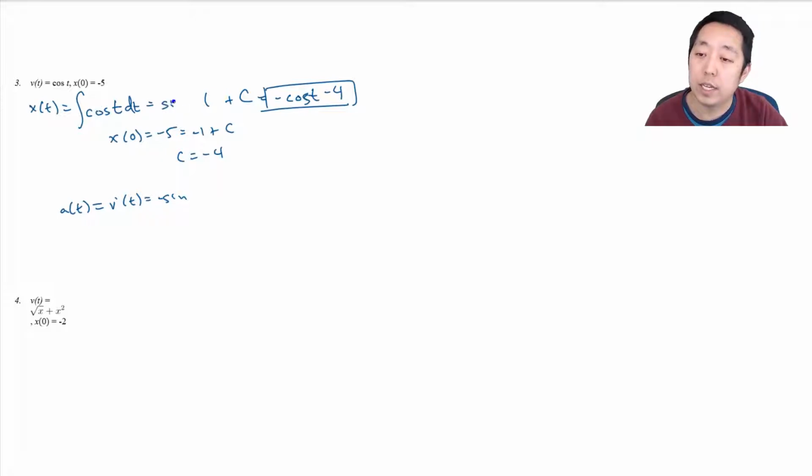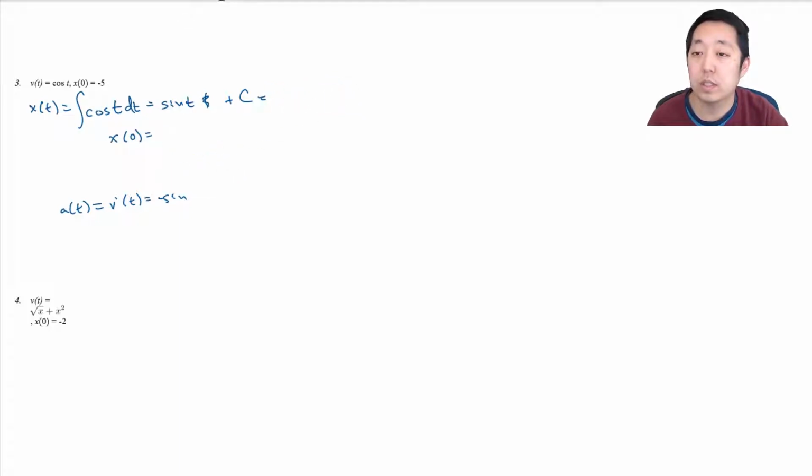That would just be sine of t plus c. Sine of 0 is 0 plus c, and that has to equal negative 5. So my c is equal to negative 5, so that's sine t minus 5. Here, when I take the derivative, cosine is negative sine of t. That's it.